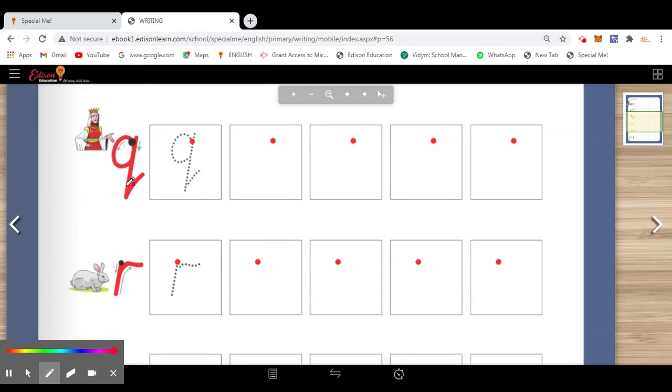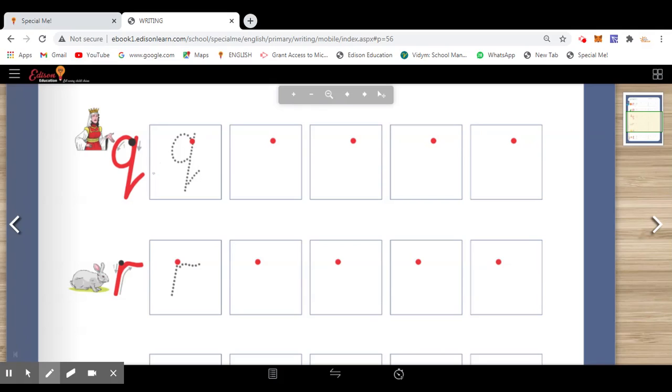Now look at the next letter. Which letter is this? This is letter Q. And Q is a phonic sound of letter Q. And look at this picture. Who is she? She is a queen. Queen. Q is a phonic sound of letter Q.